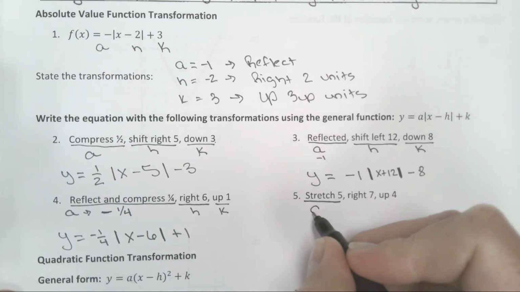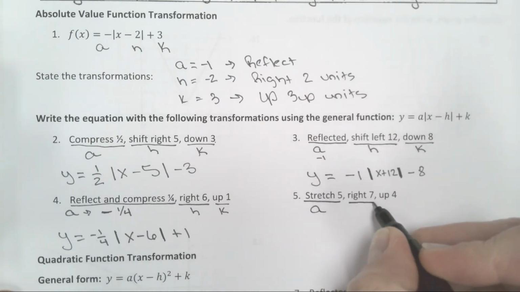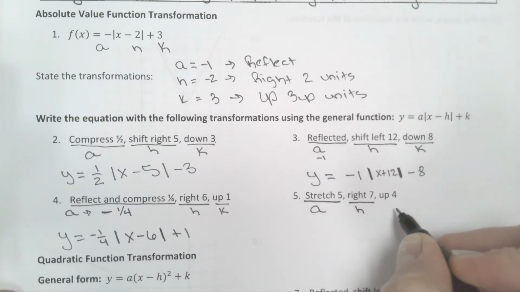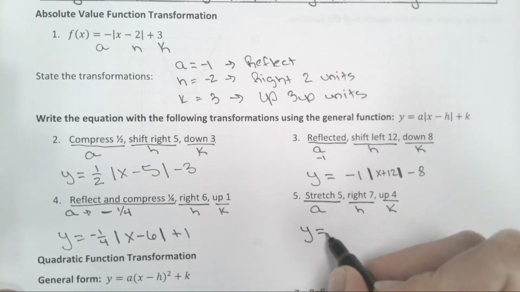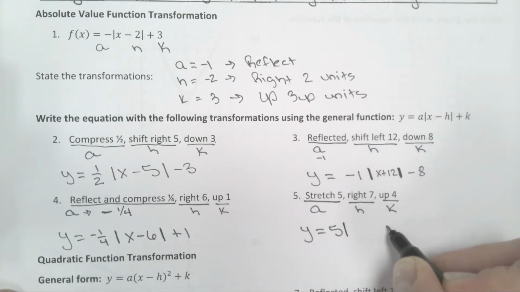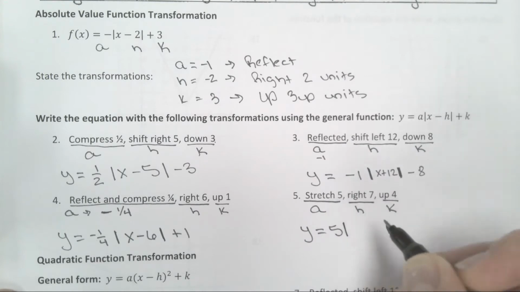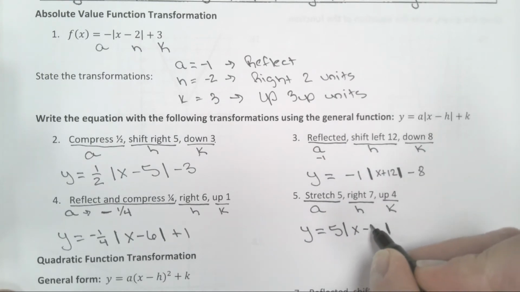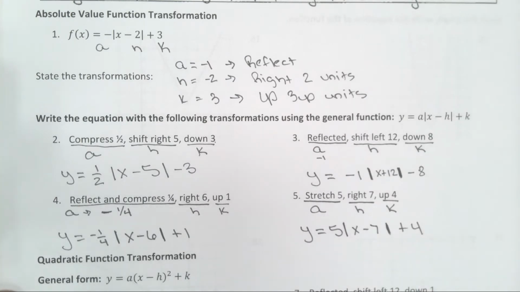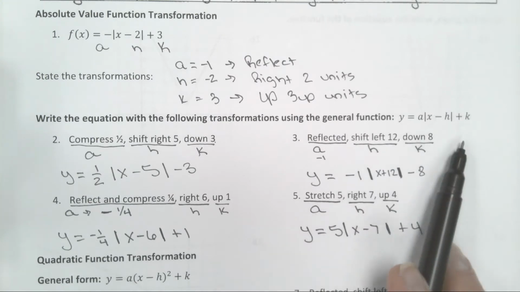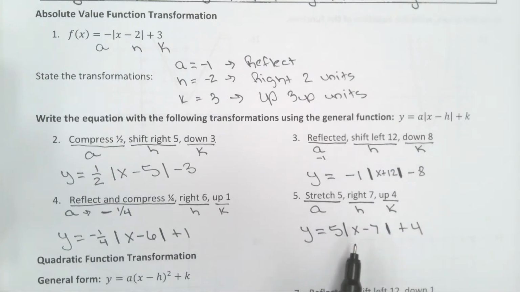Stretch is a phrase associated with A. Right is a phrase associated with H. And up is a phrase associated with K. So this is 5, the absolute value. Right 7 means x minus 7. Up 4 means plus 4. So once you're given words, this is how I always label them and then plug those numbers into your general function.